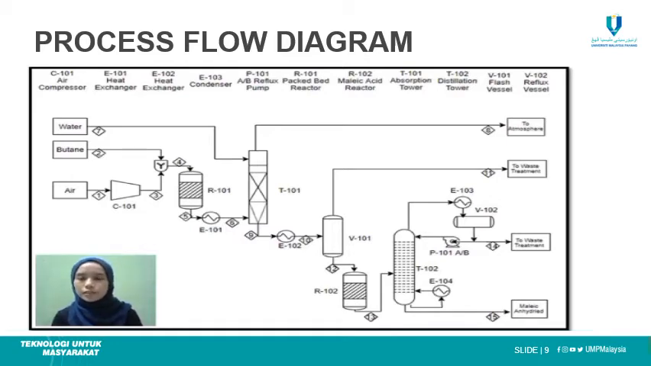Next, the reactor effluent is sent to the distillation column to separate maleic anhydride and water. And lastly, the distillate is sent to waste treatment, while the bottom product will consist of 99 weight percent of maleic anhydride.